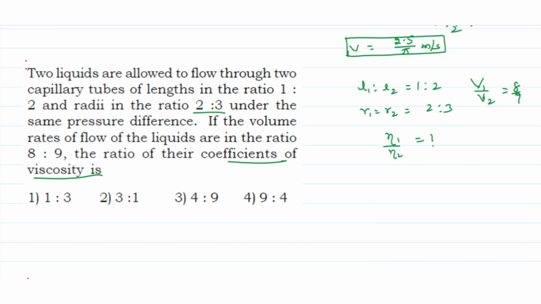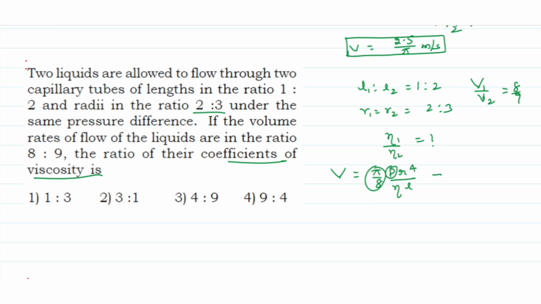Here, the volume of the liquid flowing per unit time, according to Poiseuille's formula, is V = π/8 × P × R⁴ / (η × L). Here π/8 is a constant value, and the pressure difference is the same. Now you have to relate the η, R, L, as well as V values.